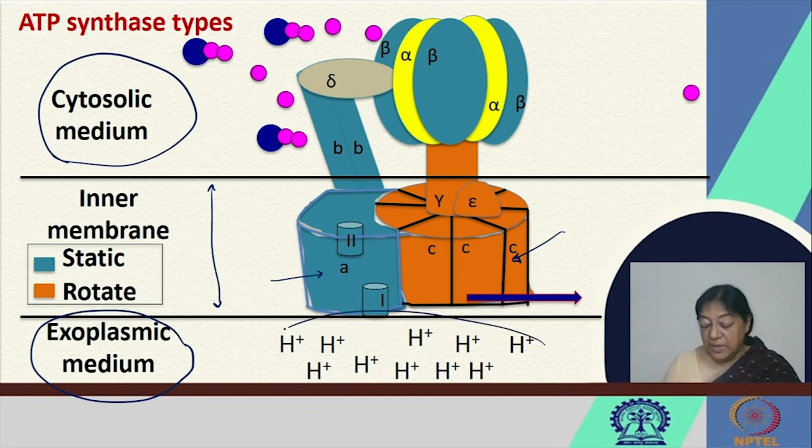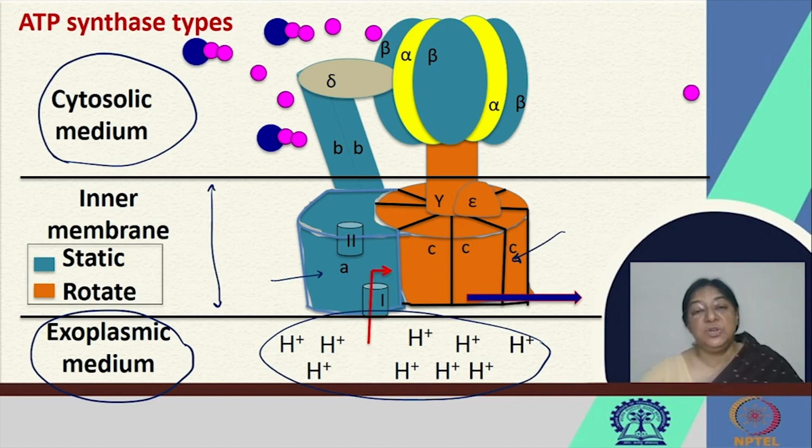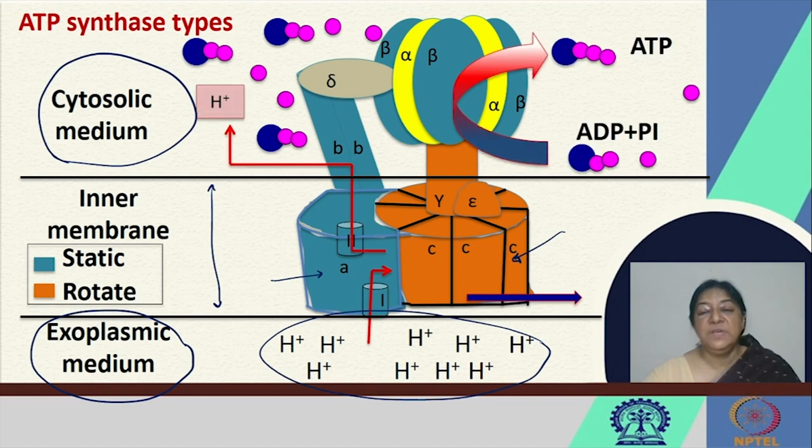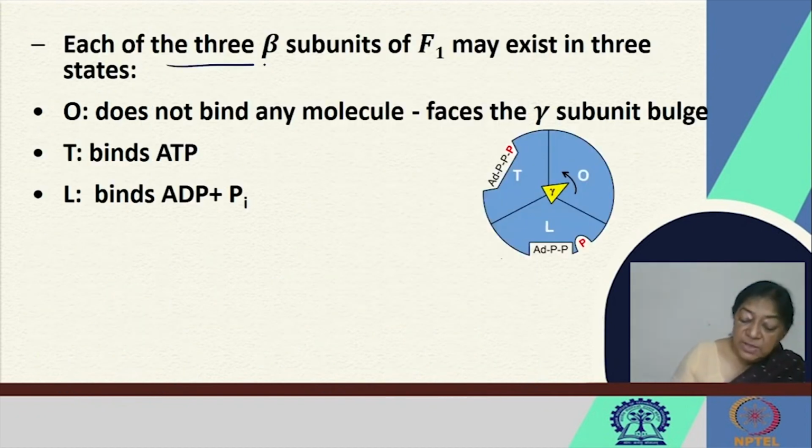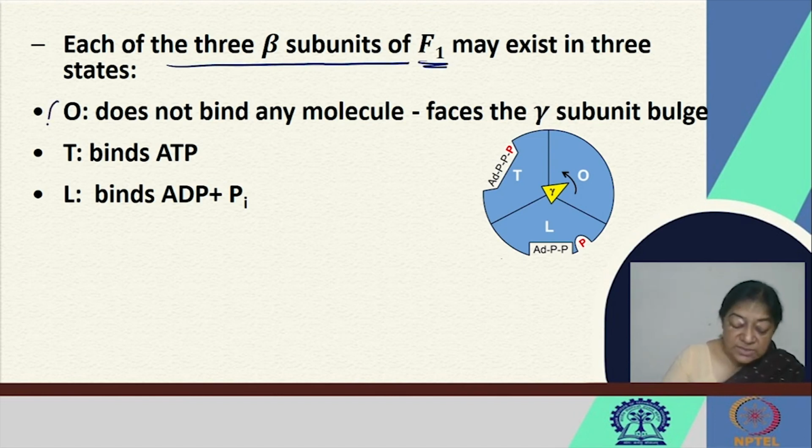So this is where we have a proton flux, and this rotation is going to bring us the formation of ATP. So there is going to be the proton flux. Then once we have the movement of this proton, as it moves, we will have the ADP plus Pi go to ATP synthesis.